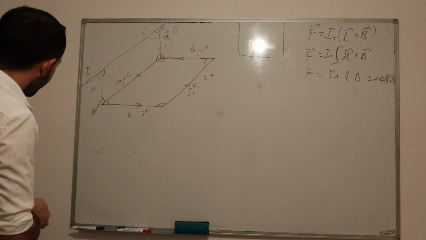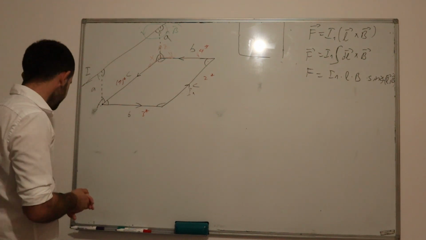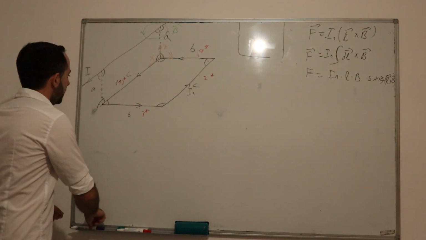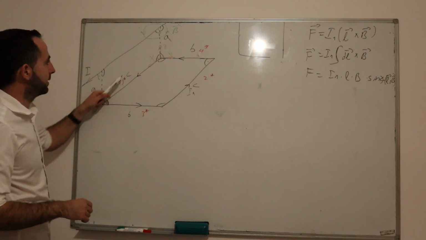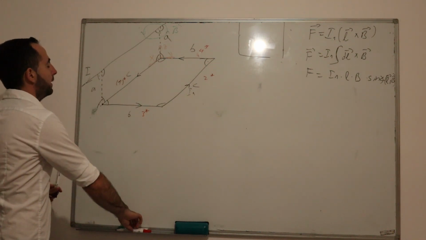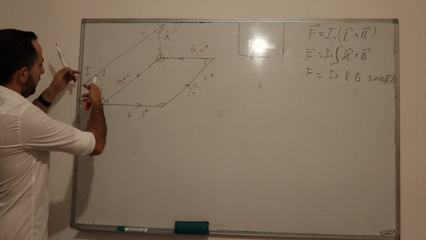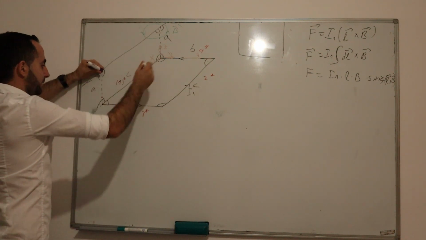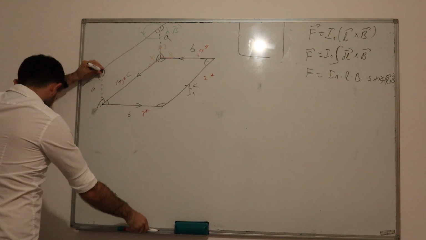So our first case is this here. So what do we have? This length. Firstly, what we can notice is that this conductor is parallel to this.